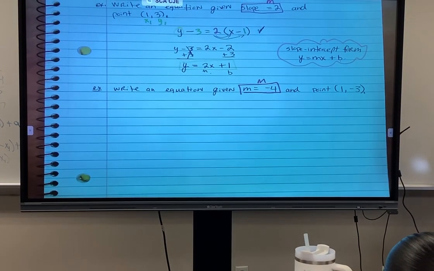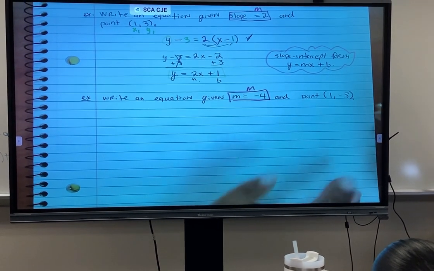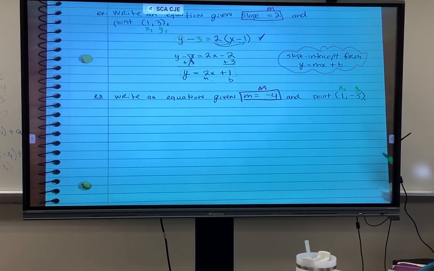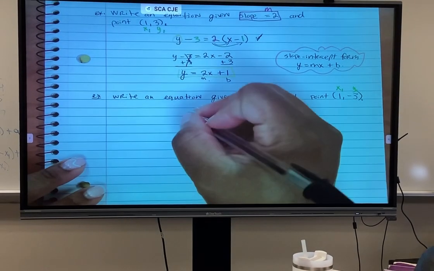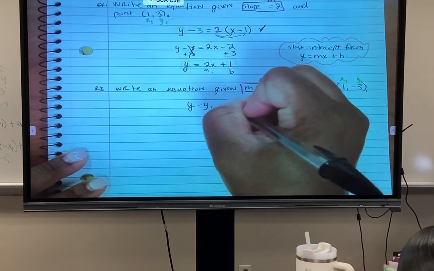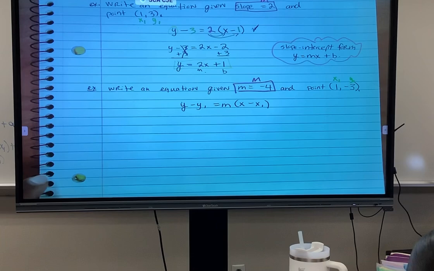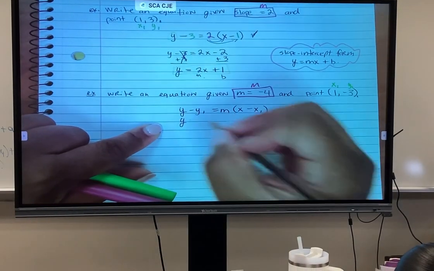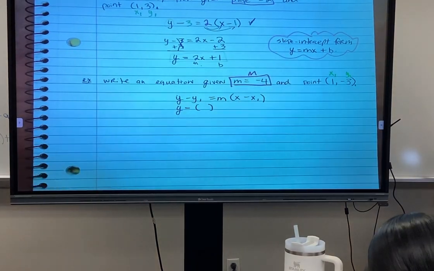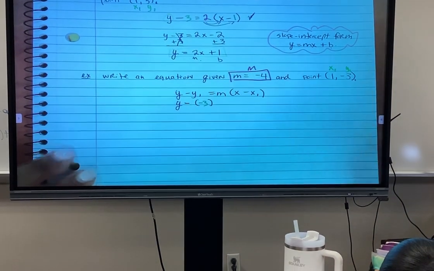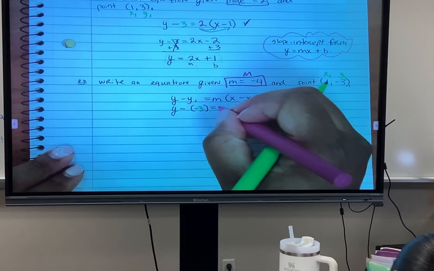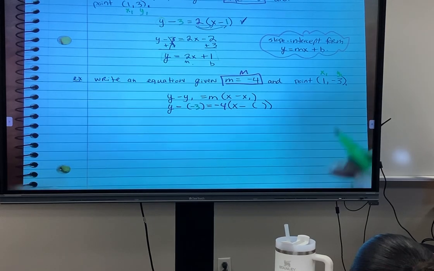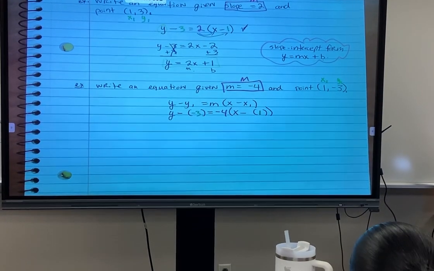What's our x1? 1, right? The first one is our x1, and then the second one is our y1. Good. From here, we're just going to plug the numbers into our equation. Remember, the equation is y minus y1 equals m times x minus x1. So we're just going to do some substituting. So this becomes y minus what? What's our y1? -3 equals, what's our m? -4 times x minus, and what's our x1? 1. Are we okay here?